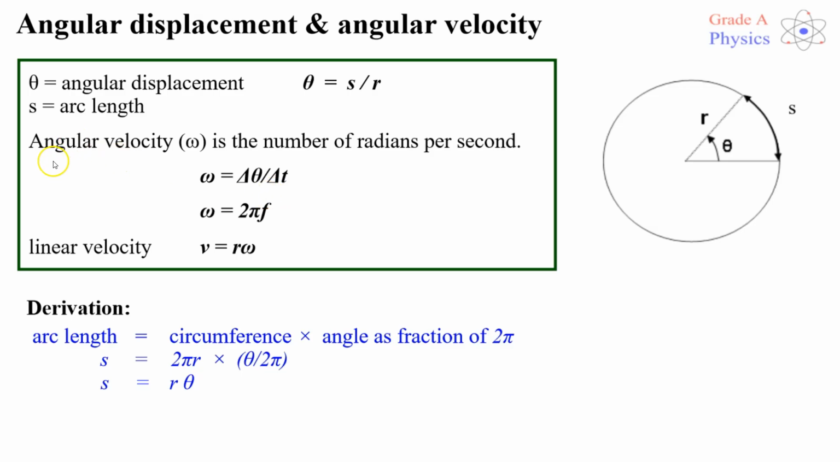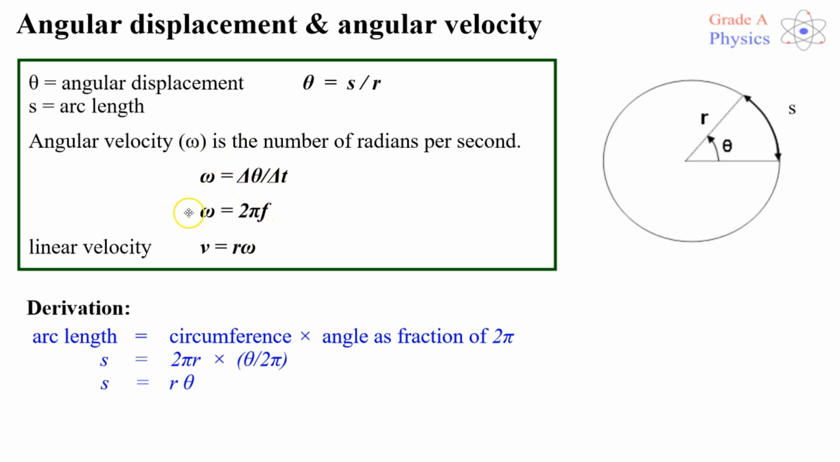Angular velocity, that's a very important term, given the symbol w or omega. That's defined as the number of radians per second. This is why radians is quite important. Our first formula, omega is equal to delta theta over delta t. That is basically the algebraic equivalent of what we have here. Theta in radians divided by time will give us radians per second. That is a formula given in the formula booklet.